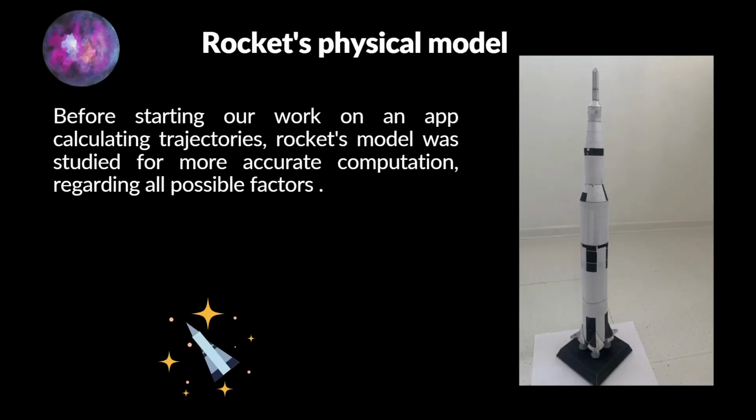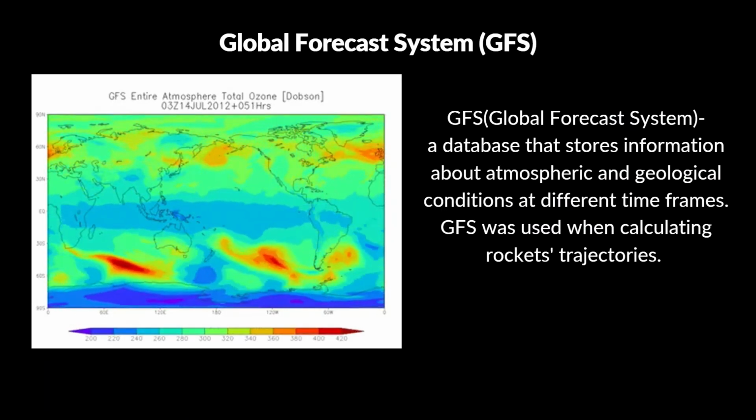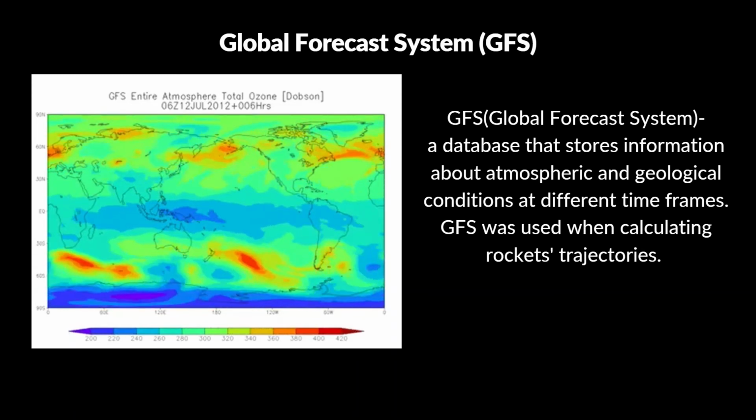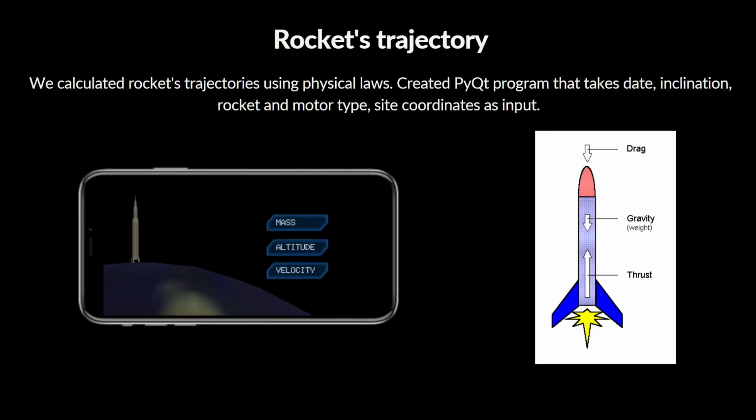The next step of our work was creating a physical model of the rocket to fully understand what factors will influence its trajectory. As we know, for calculating rockets' trajectories, we should take into account weather conditions. For that, we used the Global Forecast System. It's a database that stores information about atmospheric and geological data. Finally, we created a PyQt program that takes different factors as input.